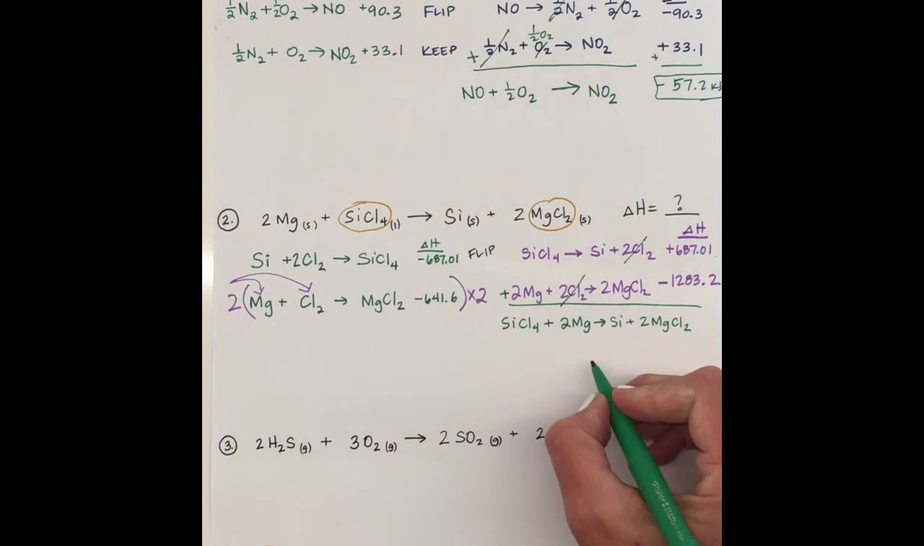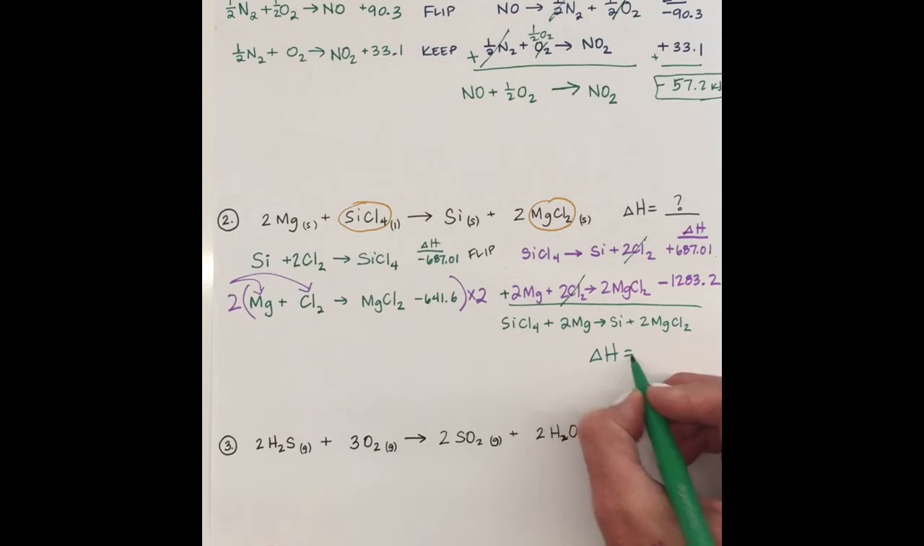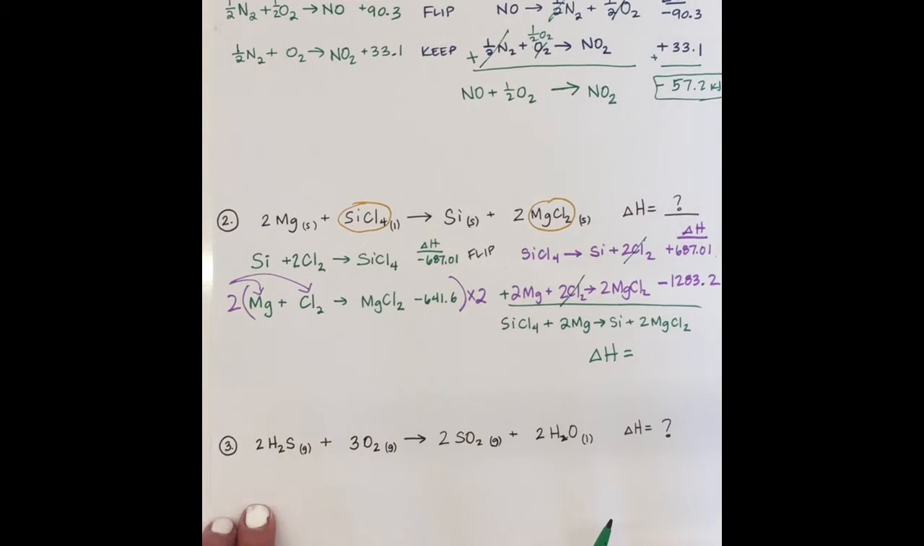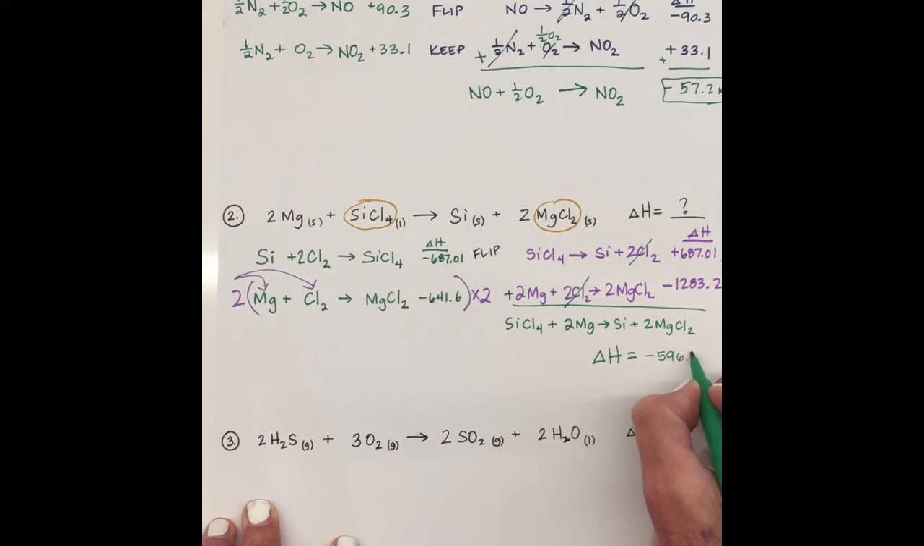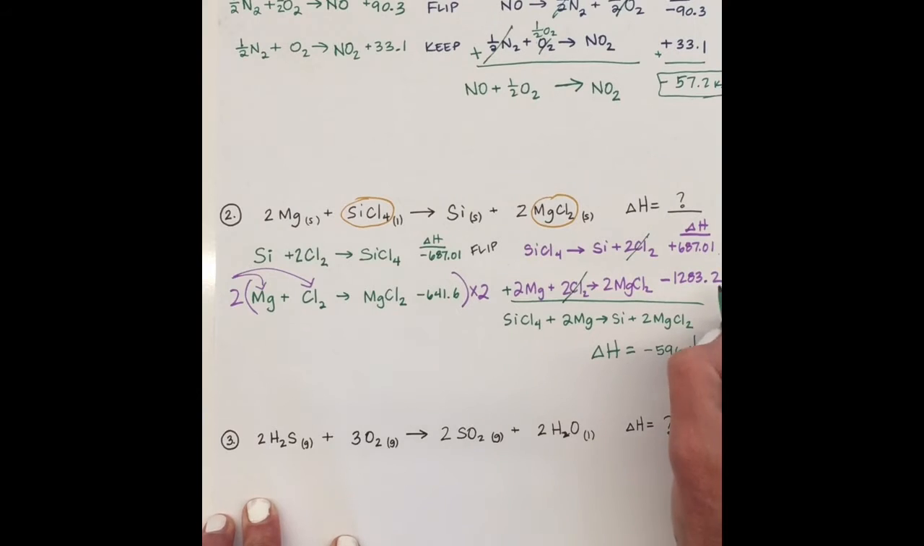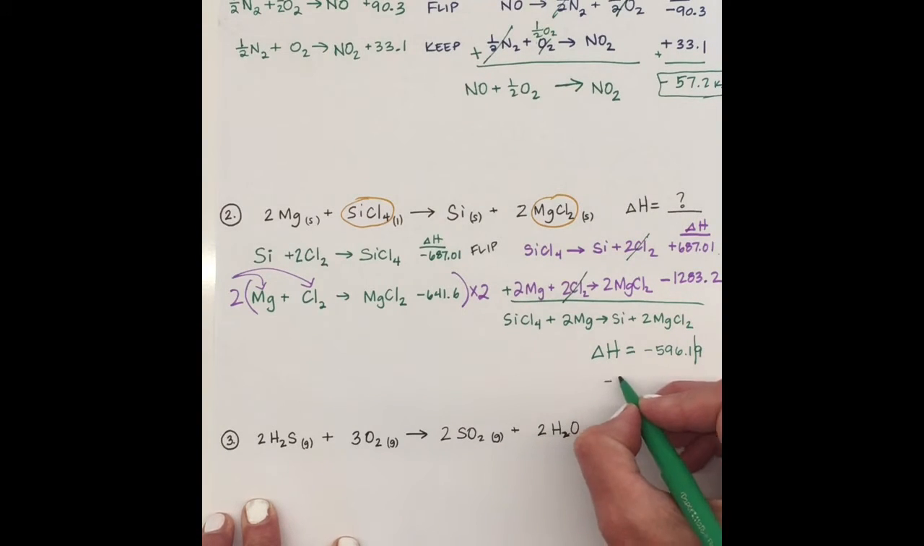So now I just add up the delta H's, and the answer is negative 596.19. Adding, so I'm going to round it off to the tenths place because my least accurate digit went to the tenths place. So the final answer is negative 596.2 kilojoules.